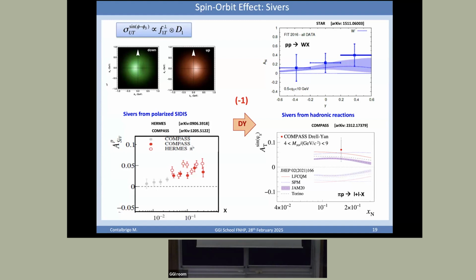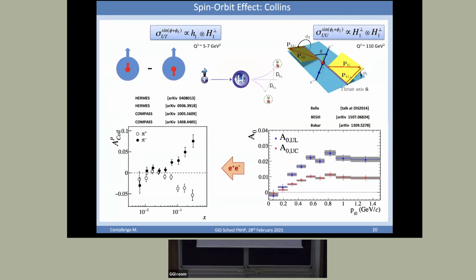So you see that we have indications, but we are still in the initial stage of the studies. Then, can you have correlators also in the fragmentation? Sure. I mean, what does the B factory do?